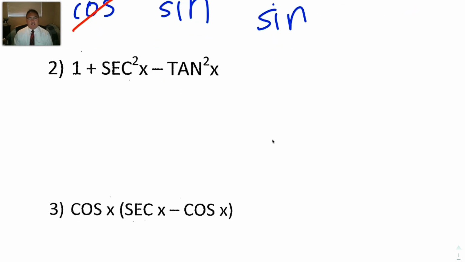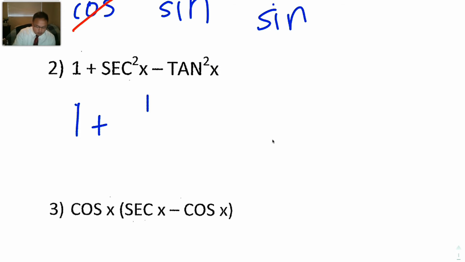In the second problem, I see the same thing. I have a secant and a tangent. I don't like to work with those because they're a little confusing. I don't know what cancels with what. So I'm going to convert these just to sines and cosines. I'm going to leave the 1 as a 1. Secant squared, because it has a square, and then it says x, I'm going to leave the x out.